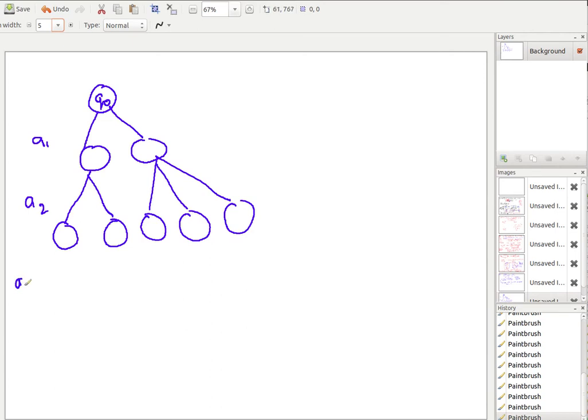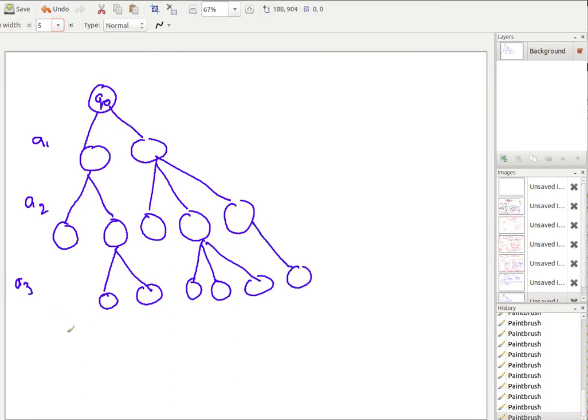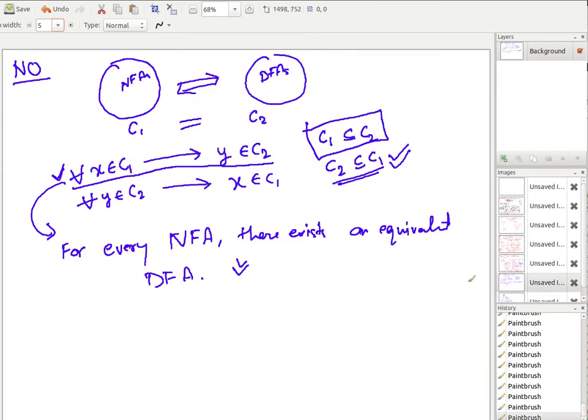Again on A3, some branches might halt, some branches might go ahead. And likewise, this is how NFA processes, right? So A3 and you are going further. What we are trying to prove is that for every NFA there exists an equivalent DFA.